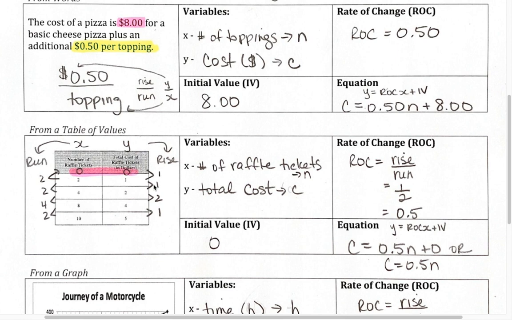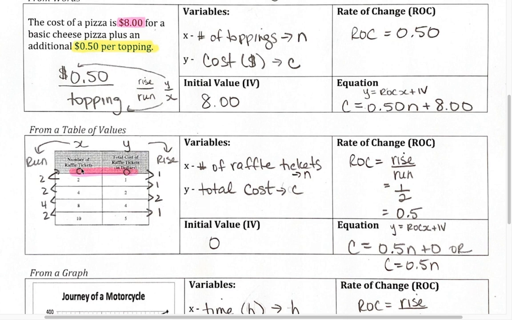So I had the rise of 1 and the run of 2. So rise over run is 1 over 2, which is 0.5. And if I put units on there, I should have dollars per ticket, so 50 cents per ticket. But I wanted to note too that if I look at a different spot, here I'm going up 2 for a run of 4. And 2 divided by 4 is also 0.5.